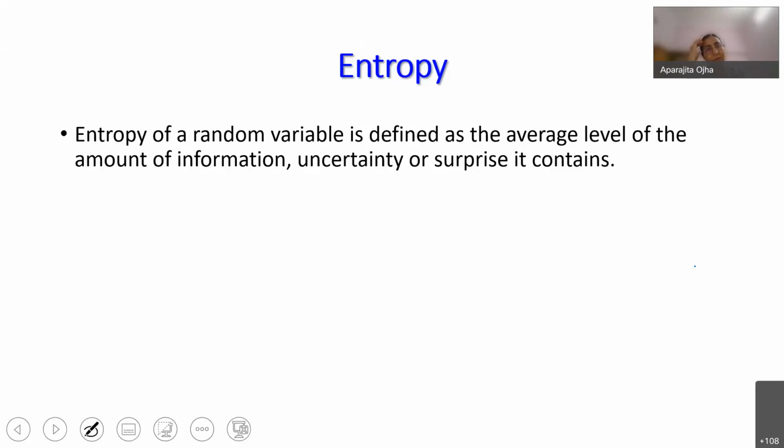But suppose that coin was biased, right? If the coin was biased, and most of the time it is giving you heads, so the probability that the head will appear is say 0.7 or 0.8, and the probability that tail will appear is just 0.2 or 0.3, then the certainty is more that head will occur as an event, right? So in this case, the entropy is low.